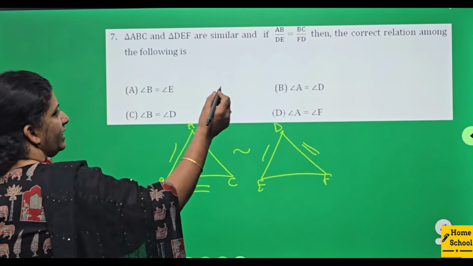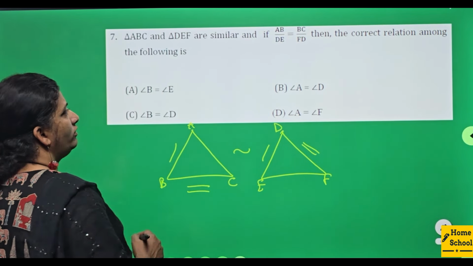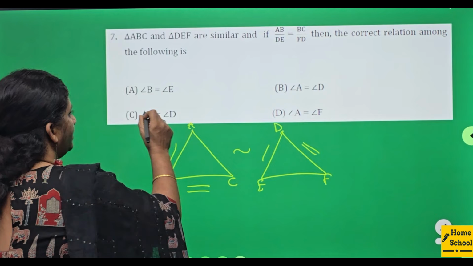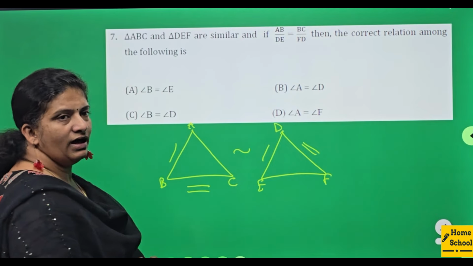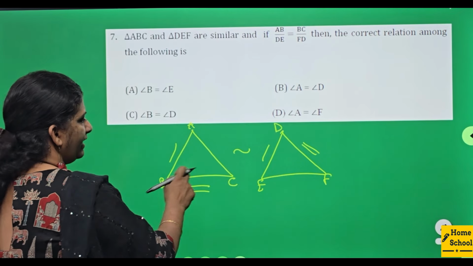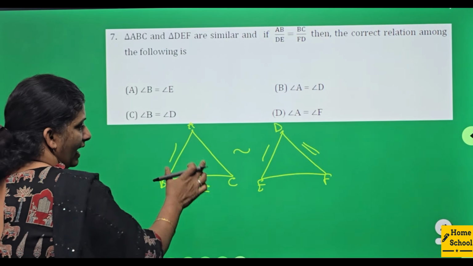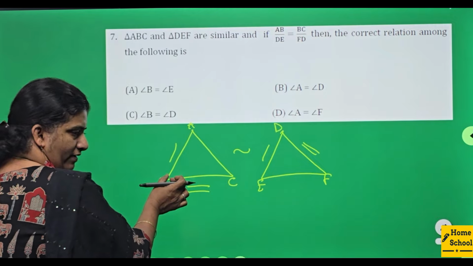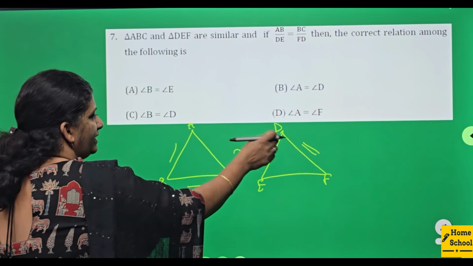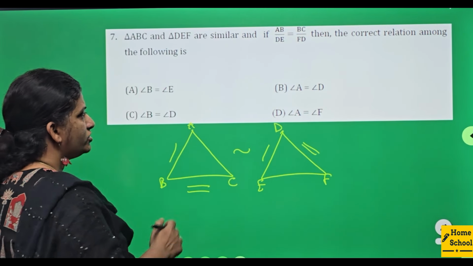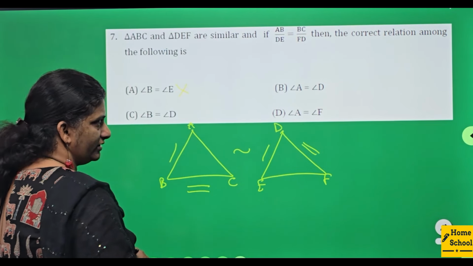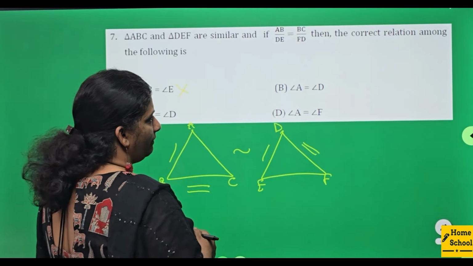Now, the correct relation among the following is angle B is equal to angle E. Check. Is angle B equal to angle E? No. Why? Between AB and BC you have angle B. That means angle D should be there. So, this is not the correct option. Then go to option B.